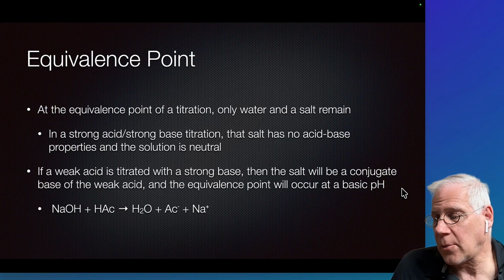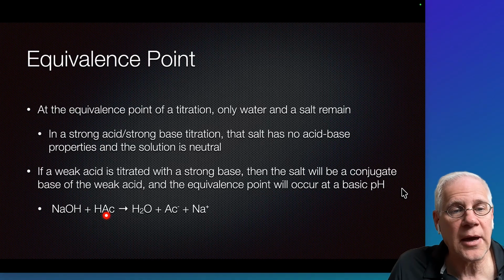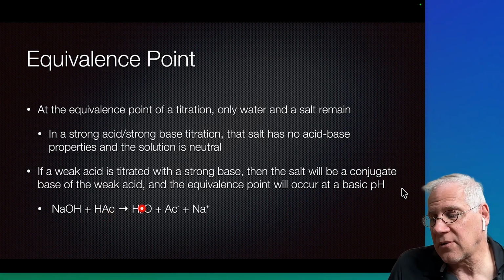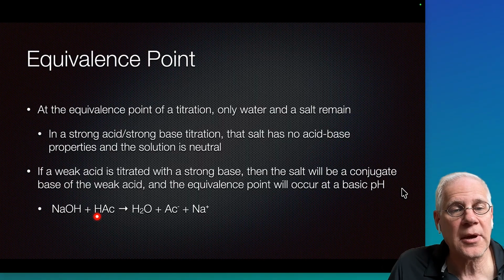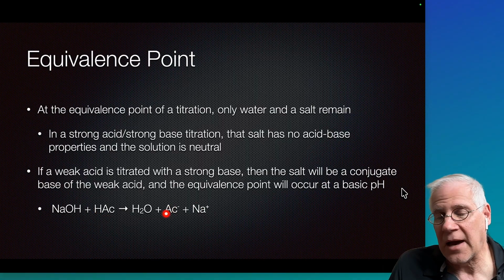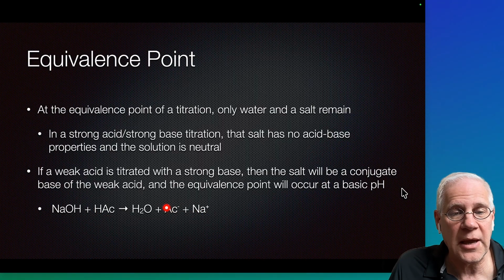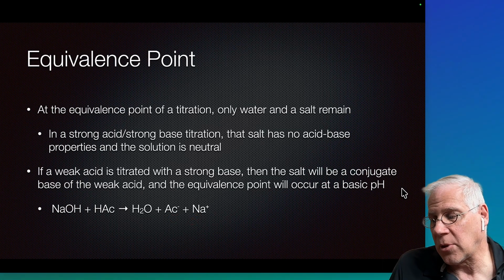So let's take a look at an example here. We have sodium hydroxide getting reacted with acetic acid. So here we have a strong base, NaOH, with a weak acid, HAc, acetic acid. When that reacts, you're going to get water resulting from the H and the OH reacting. You're going to get sodium acetate, which is going to be aqueous in water. So really what you're going to have is acetate ions and sodium ions.